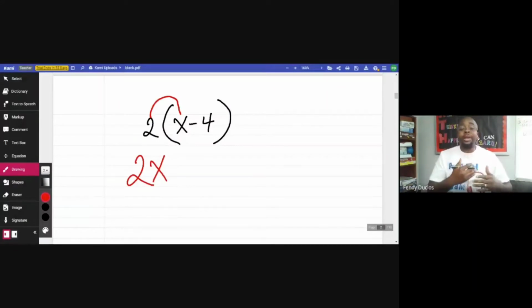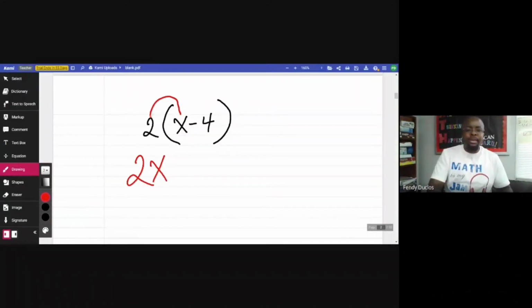Sometimes scholars try to solve this and they'll say, oh, the answer is 3. You can't solve this. You can only simplify it. So 2 times x is simply 2x. It's 2 times some unknown number.